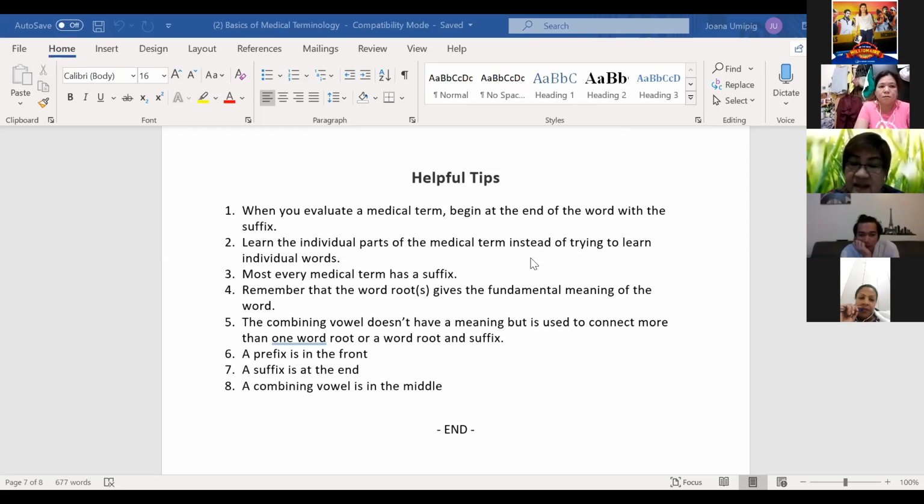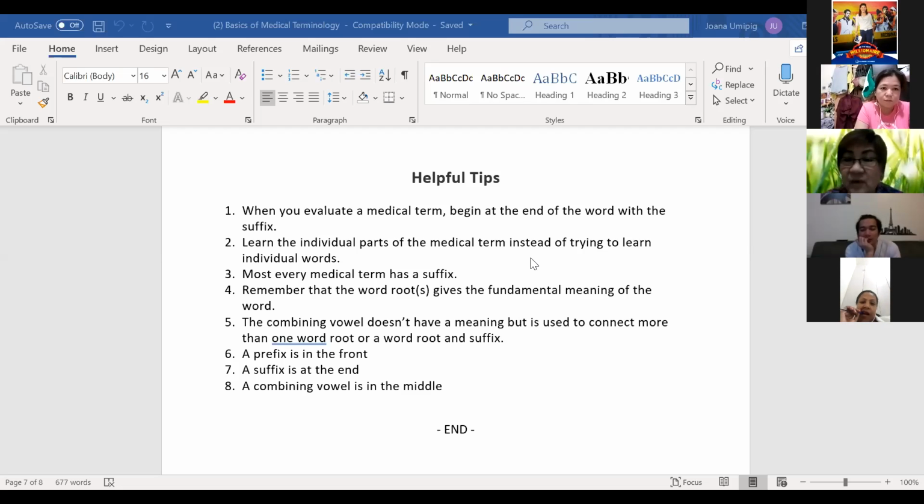A prefix is in the front. Remember this, that a prefix is in front, and a suffix is at the end. A combining vowel is in the middle. Okay, so these are the helpful tips, and we will come to know how we are going to form a medical term. As we say, it is impossible to memorize.